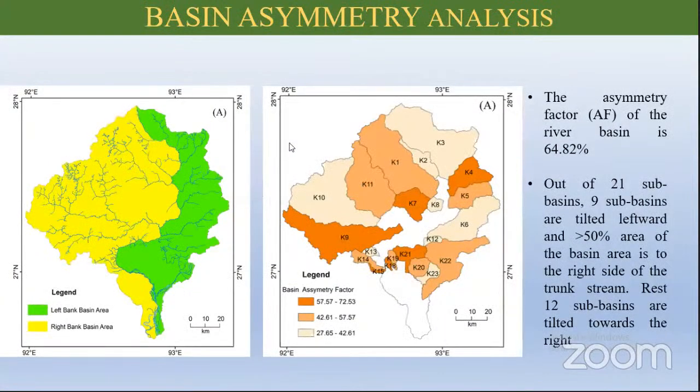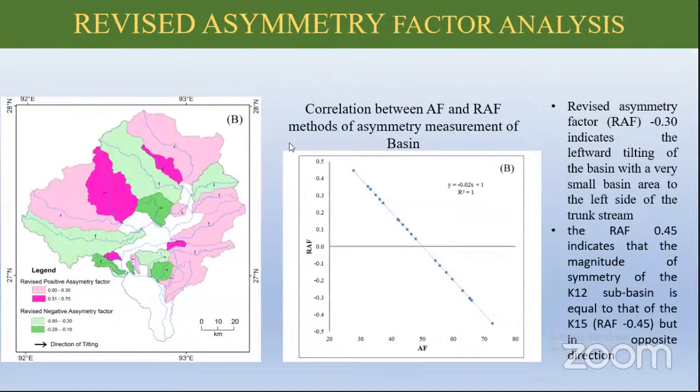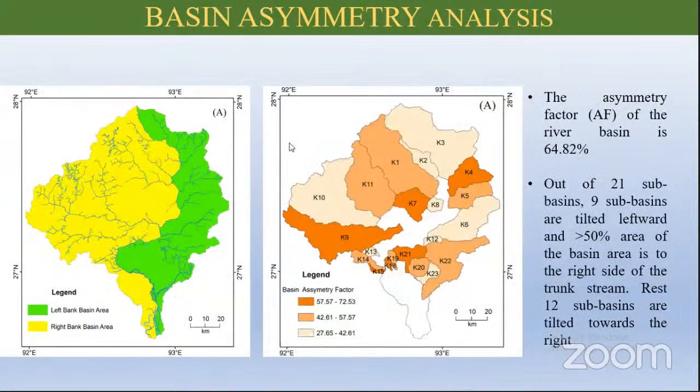Then basin asymmetry analysis. From the basin asymmetry analysis, it is found that the river is mainly tilted to the right side of the basin compared to the overall basin factor. Out of 21 sub-basins, 9 are tilted leftward and the remaining 12 are tilted to the right side. It is one of the indicators that this area is tectonically stressed and the drainage basin is also controlled by tectonic imprints. From this basin asymmetry analysis, we cannot find out in which direction the river is tilted.